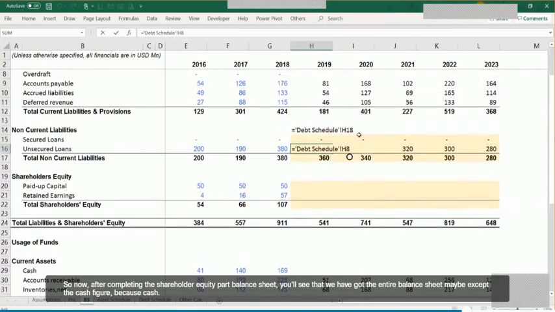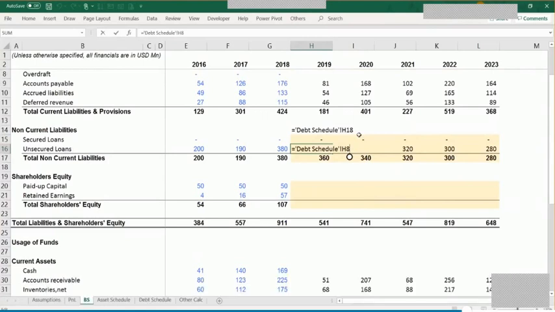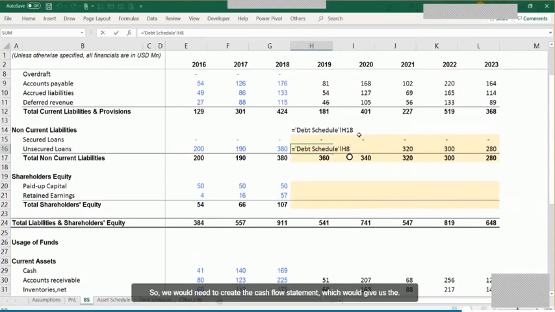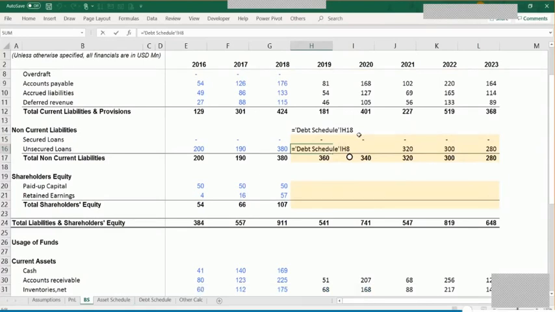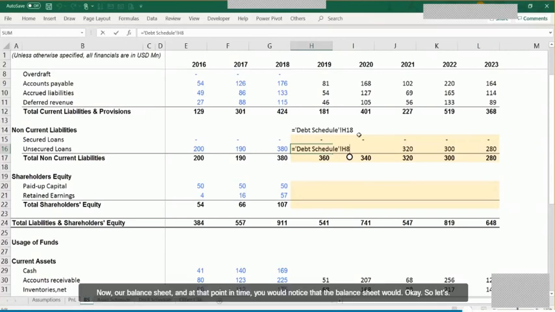So now after completing the shareholder equity part in this balance sheet, you see that we have got the entire balance sheet ready, except the cash figure, because cash, as I said before as well, is usually the last item to be filled in the financial model. So we would need to create the cash flow statement, which would give us the cash flow and also tell us the closing cash balance. That becomes a data point to be used in our balance sheet. And at that point in time, you would notice that the balance sheet would tally.